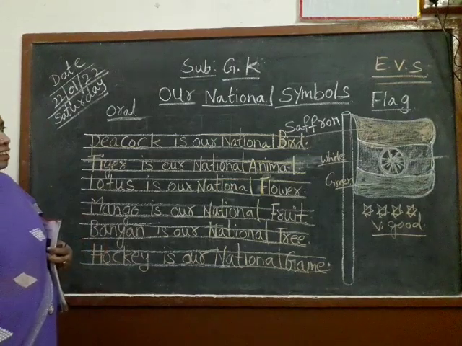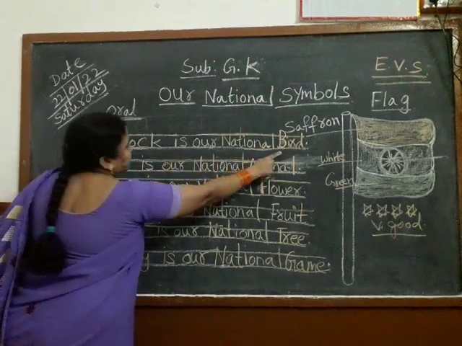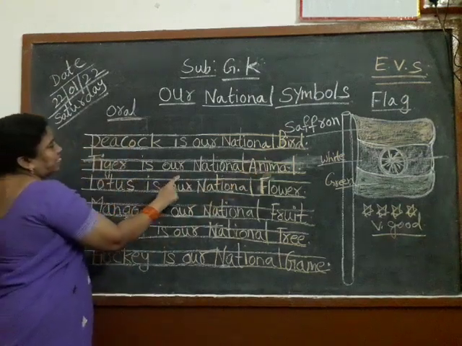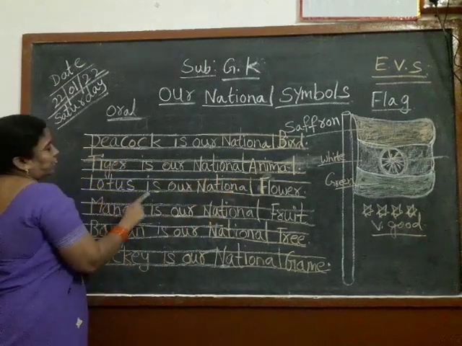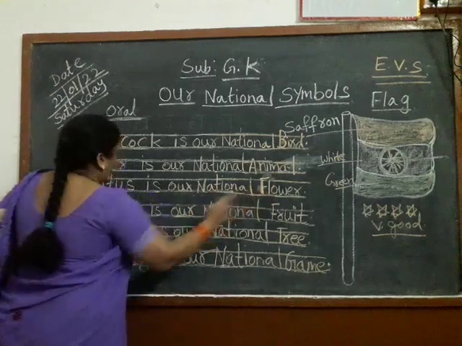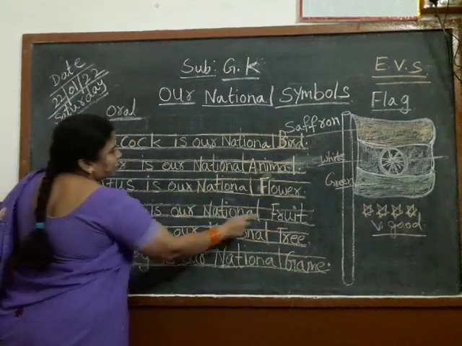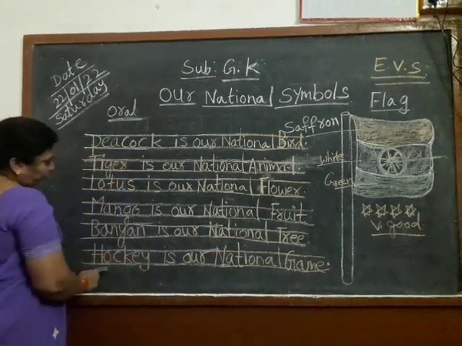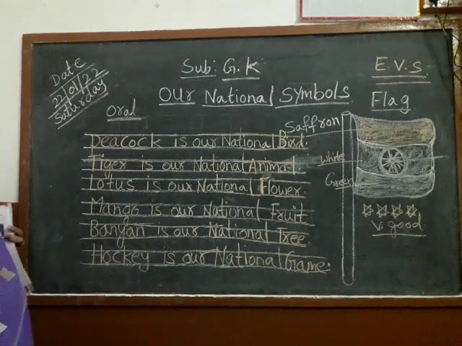Okay, children? Yes, come. Once again, you will read. Peacock is our national bird. Tiger is our national animal. Lotus is our national flower. Mango is our national fruit. Banyan is our national tree. Hockey is our national game. Okay, children?